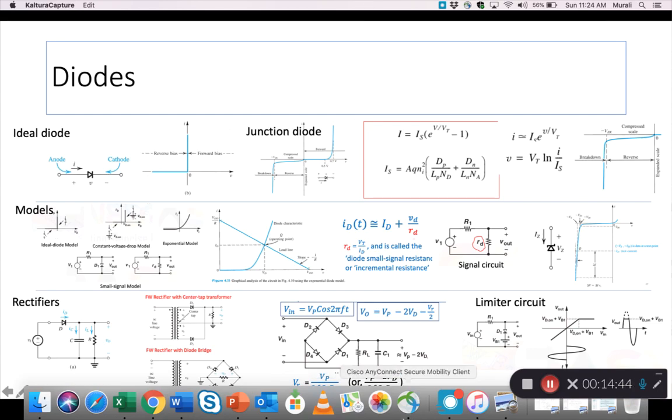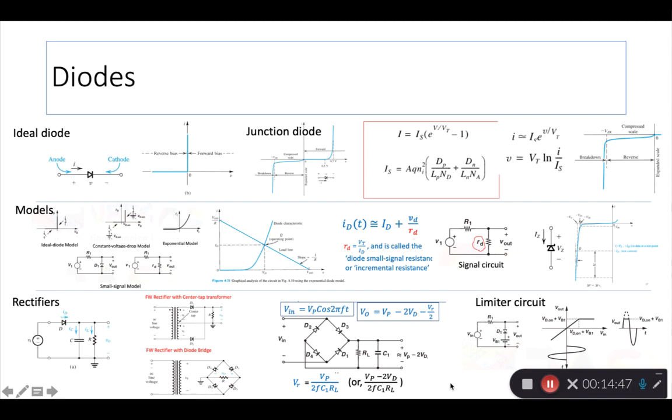So let's see. Yeah, I got rid of the margin at the bottom.